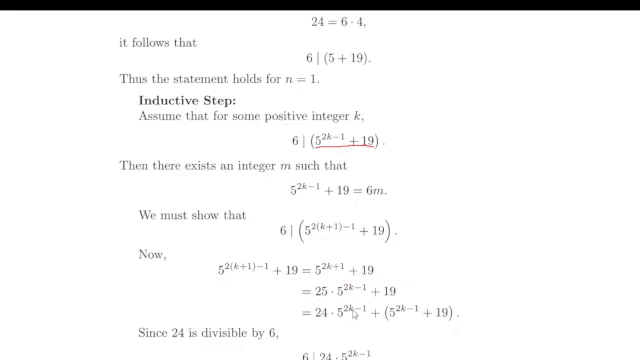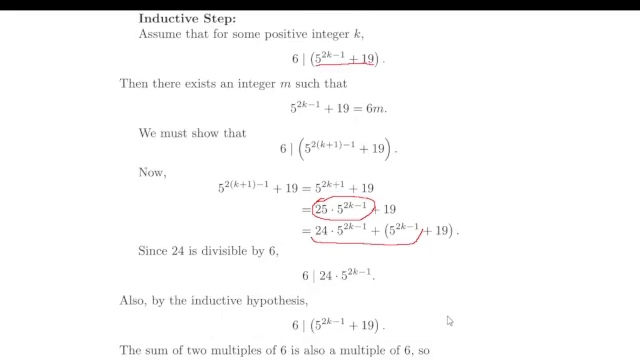So what we're going to do instead is break it up, and we have 24 copies of 5 to the 2k minus 1, plus another copy of 5 to the 2k minus 1, which will just equal 25 copies of 5 raised to the 2k minus 1. So that's going to equal this. And of course, we're going to have the plus 19 on the side.